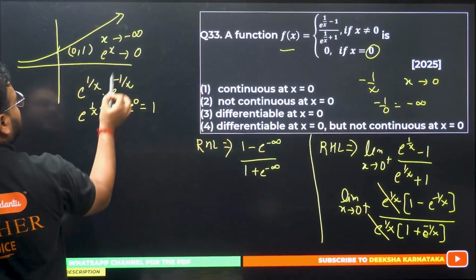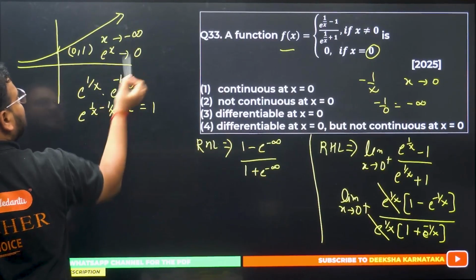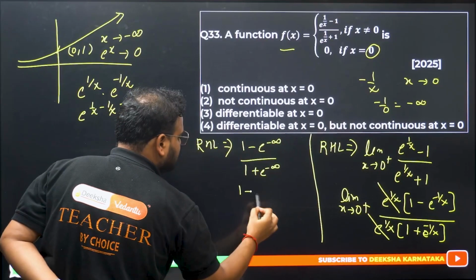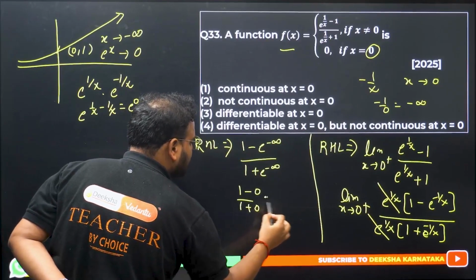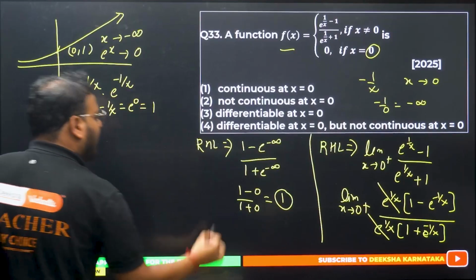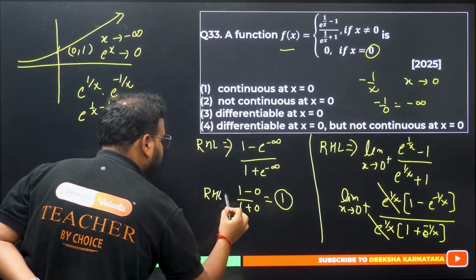E of minus infinity. Please check. When x tends to minus infinity, e power x is 0. This will become 0. 1 minus 0 upon 1 plus 0. Answer is 1. So my value of RHL is coming as 1.